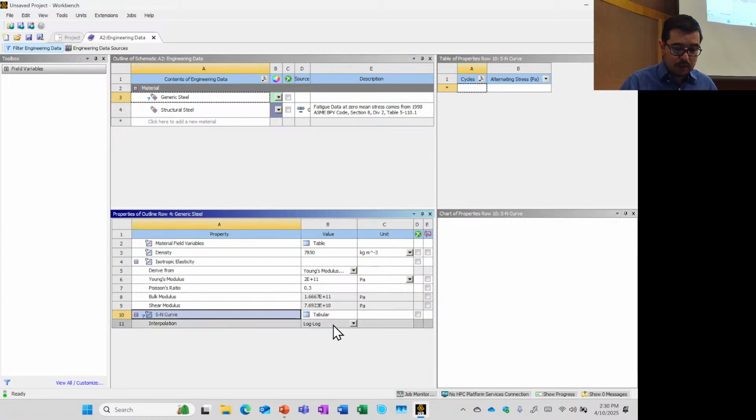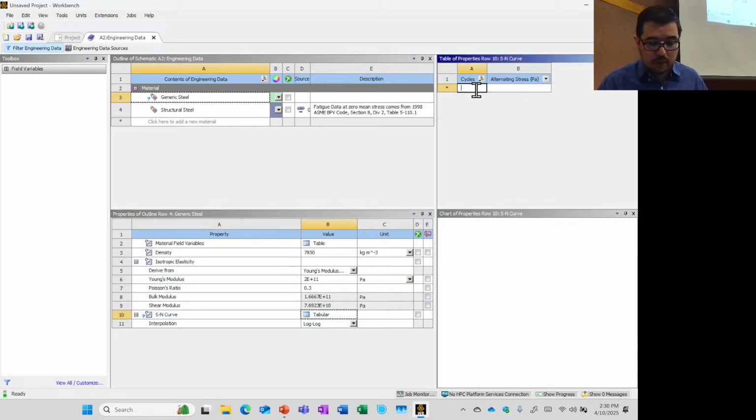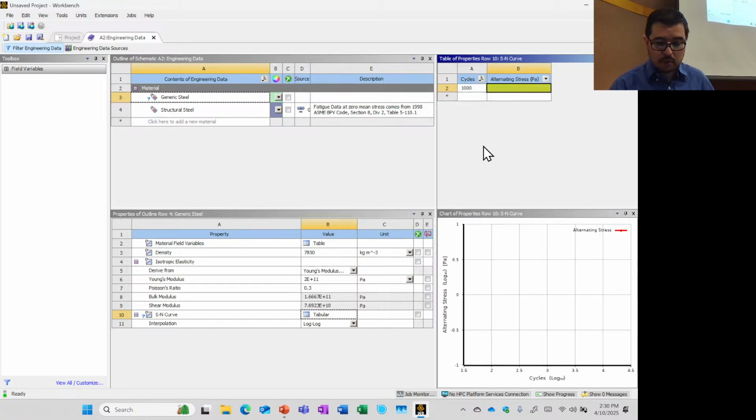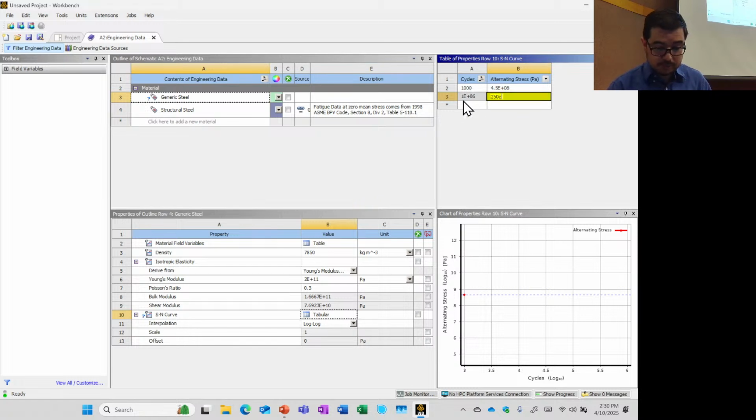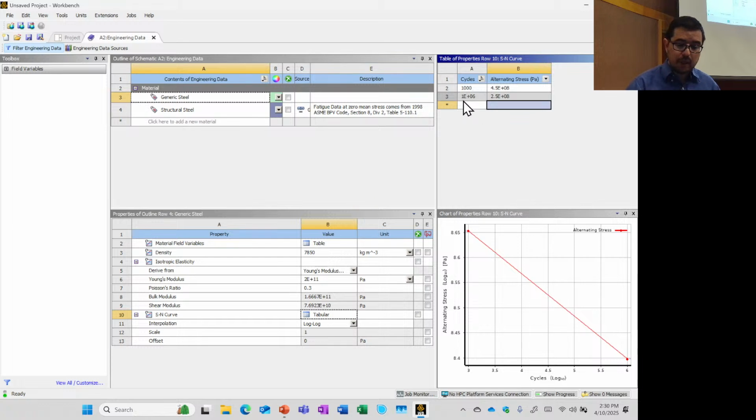And we can do log interpolation. Here, what you have is at 1,000 cycles the stress is the SF, that's the 450 megapascals, so 450 e to the 6, and at 1,000,000 cycles that's where we're going to have the 250, and we'll explain that in a little bit. Okay, so we're just putting the material properties in.